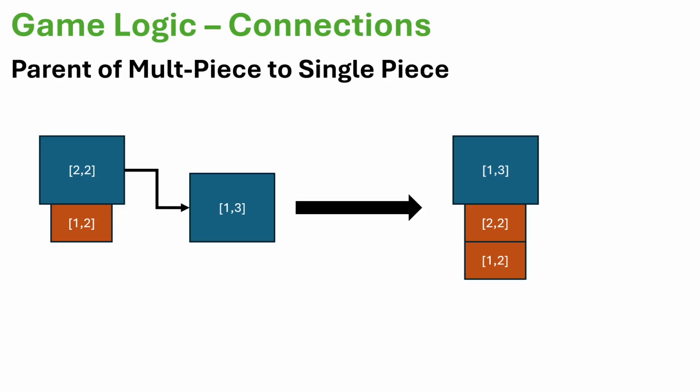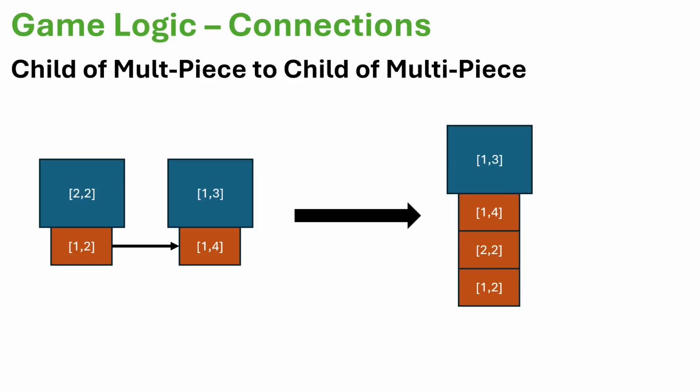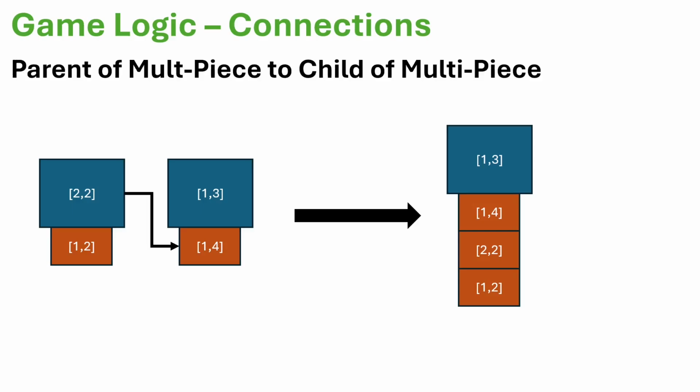Same thing with the parent of a multi-piece to a single piece. Any piece that moves becomes a child of the piece to which it connected. What if a child of a multi-piece went to a child of a multi-piece? Again, same thing. 1,2 and 2,2 will now become children of 1,3 because they're the ones that are moving. Same thing with a parent of a multi-piece to a child of a multi-piece. They all become children of 1,3 in this case.